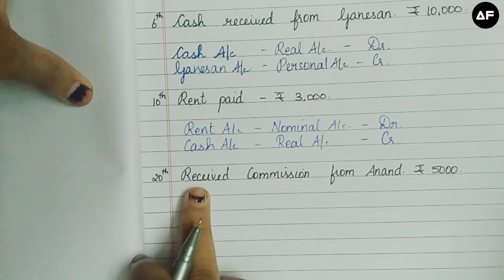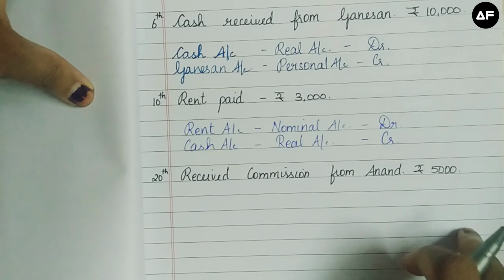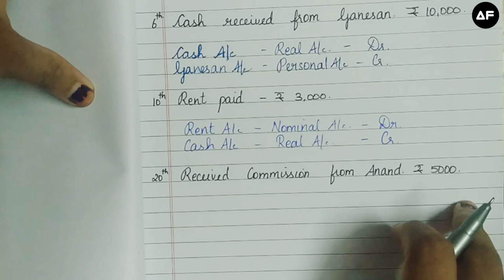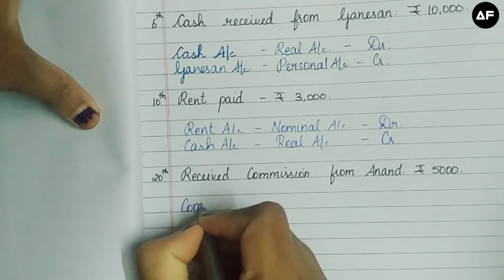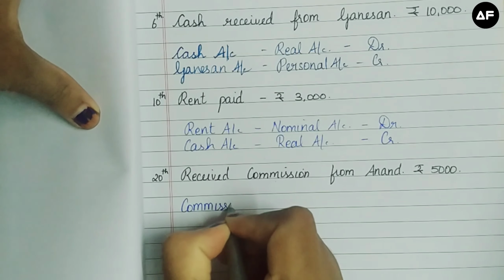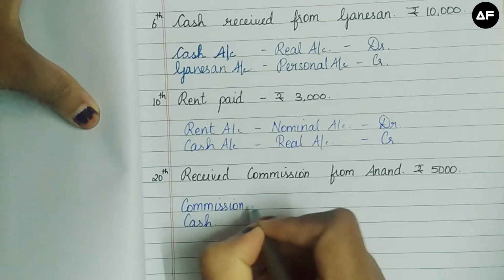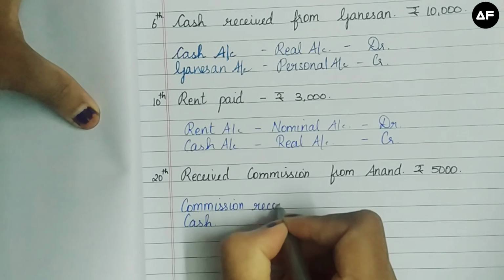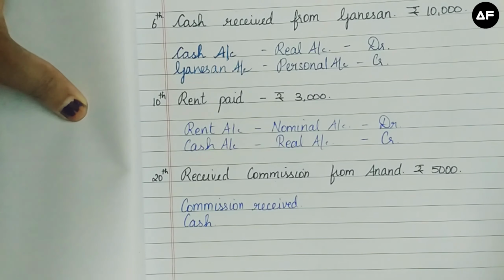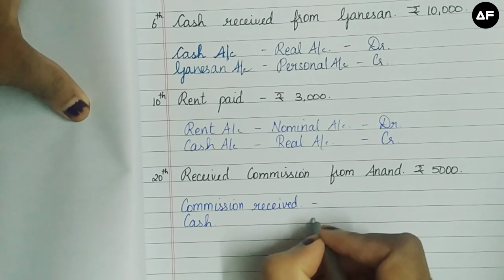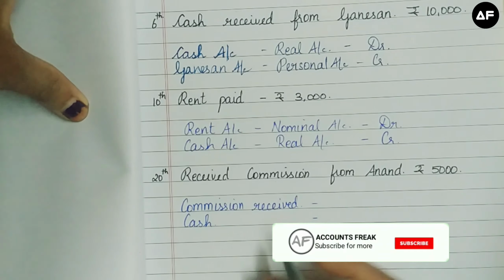The next entry is received commission from Anand rupees 5,000. Here we are receiving a commission from Anand. So the two accounts involved over here are the commission which we are receiving, and we are receiving it in the form of cash. So we will write it as commission received to show the distinction between just commission paid and commission received, right? So commission received and cash account are the two accounts which we have over here.